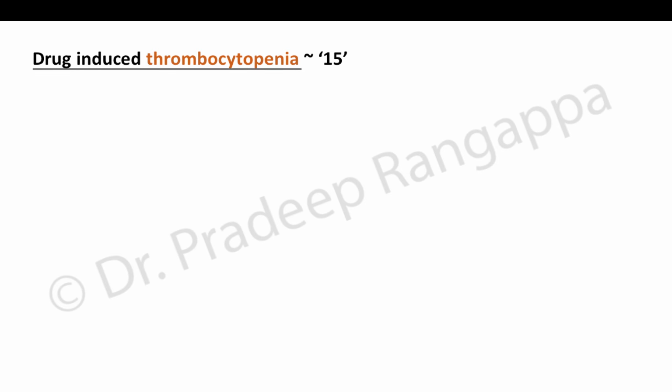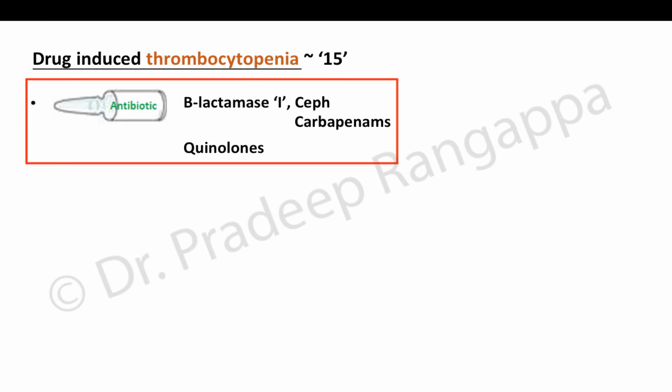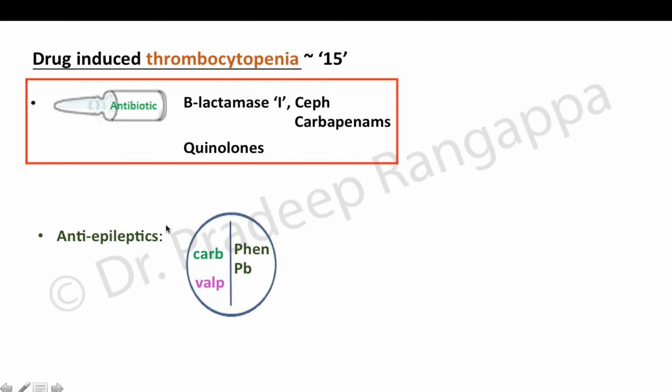So what about drug-induced thrombocytopenia? I think there are around 15 drugs. Antibiotics remain the commonest cause of thrombocytopenia: beta-lactam inhibitors, cephalosporins, carbapenems, and quinolones. I think all of these can cause thrombocytopenia. And anti-epileptics are another group, like carbamazepine, valproate, phenytoin, or phenobarbital. So these can also cause it.